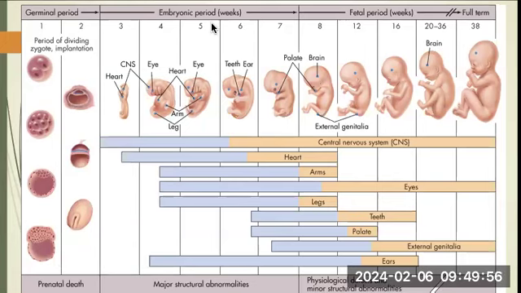In the embryonic period, it depends on how far along. Remember, that's 10 days to 8 weeks. So what you see at the bottom are the things being formed: central nervous system, heart, arms, eyes, legs, teeth, palate, external genitalia, and ears. Depending on what stage, that is what could be affected by teratogens. So if a woman is exposed to things like high stress, pollution, disease, you could end up with a child with major structural abnormalities. And this is why I say the embryonic period is so, so critical.